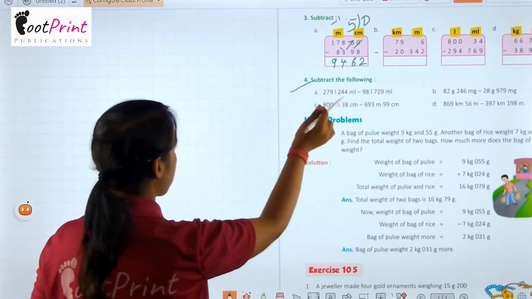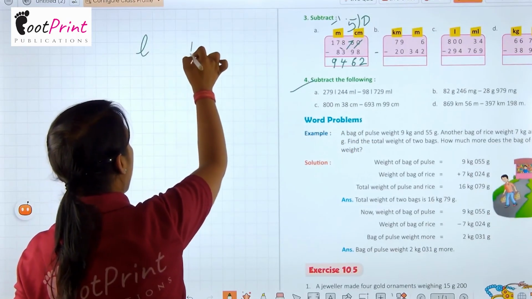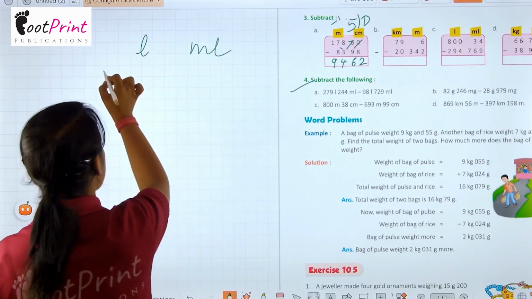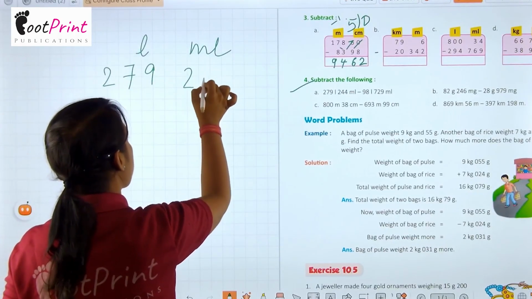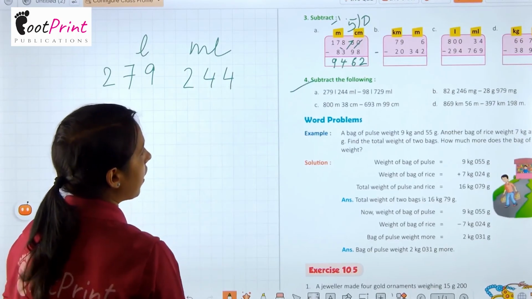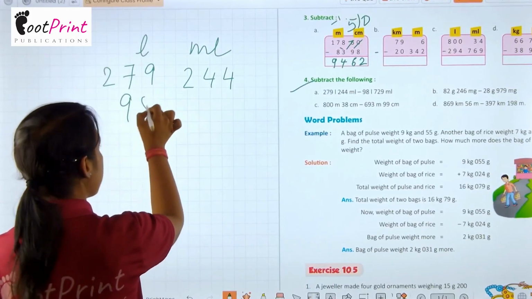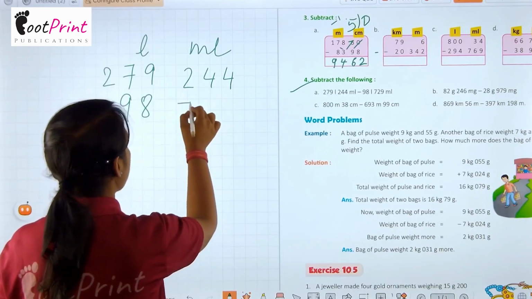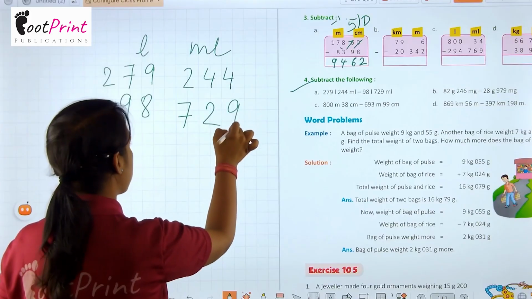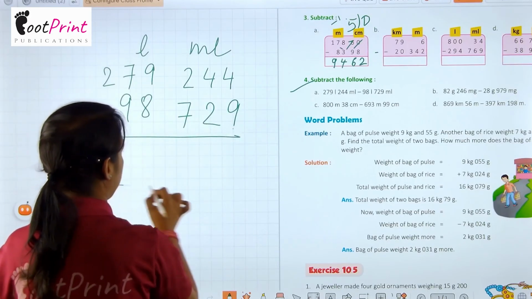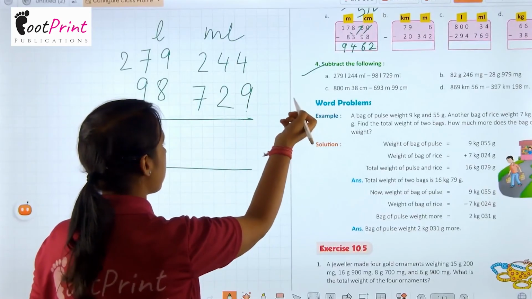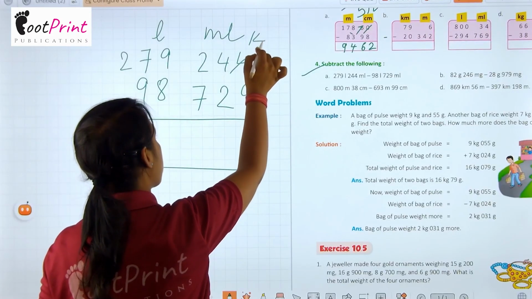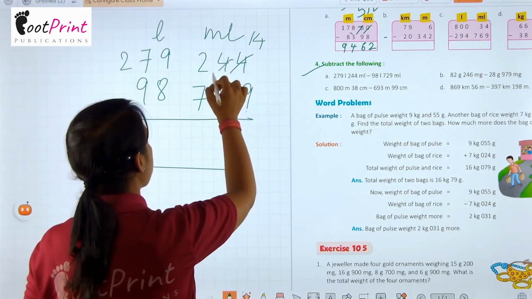Now we have to subtract the following. So first we arrange in column. Liter and milliliter. We have 279 liter and 244 milliliter, and the next one is 98 liter and 729 milliliter. Now we will subtract it. So after subtracting, what we get here, 4 is less than 9, so it will become 14, and it will become 3.